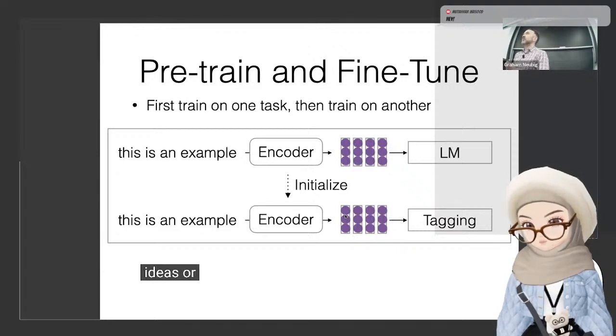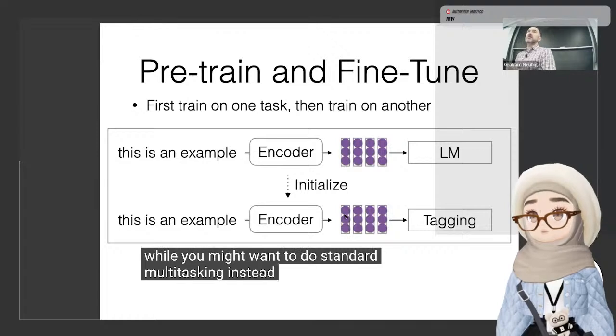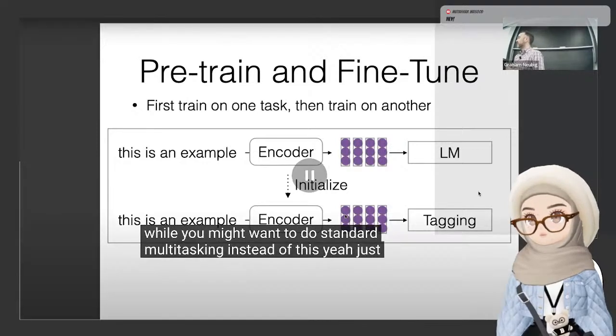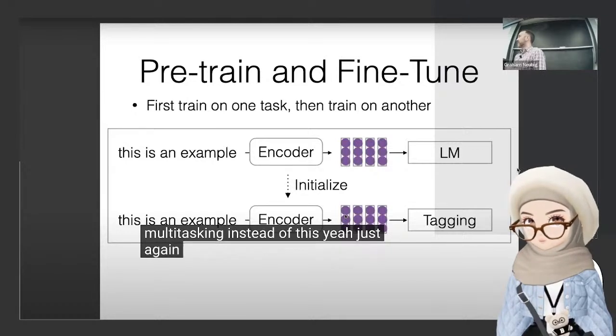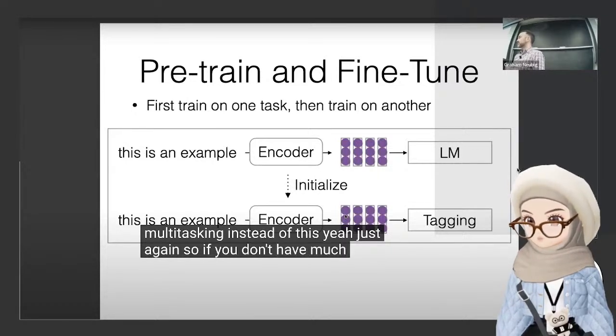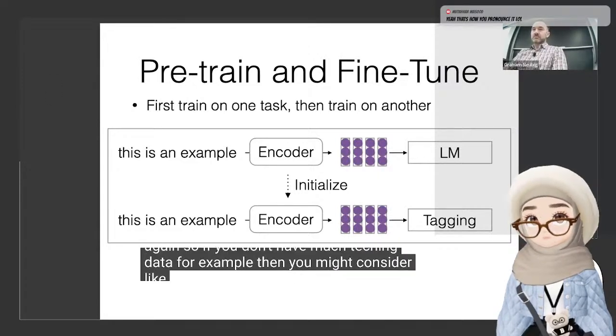My idea was, or to put it in a different way, why you might want to do standard multitasking instead of this. Yeah. The base model does not suit your fine-tuning? Yeah. So if you don't have much tagging data, for example, then you might consider doing that.